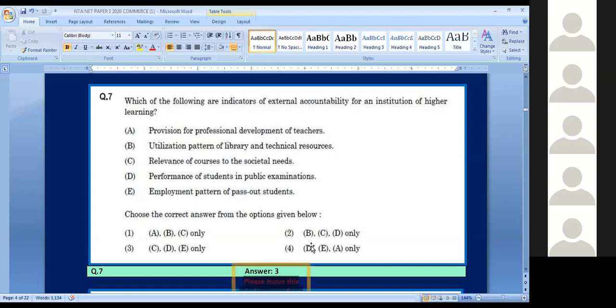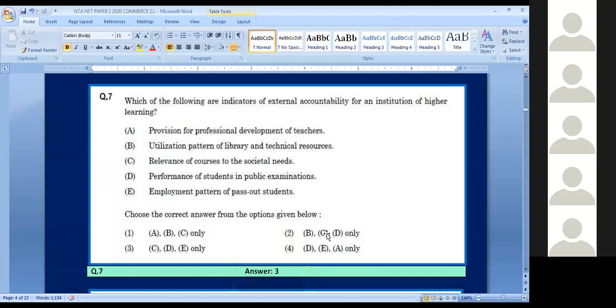Relevance of courses to the societal needs. Yes. Whatever is demanded by the industry will be delivered by the institution. C is correct. So the option without C should be ruled out. So option 4 is not your answer. Clear? Option 4 is not your answer. Okay. Now check out which is appearing maximum, leaving option 4.